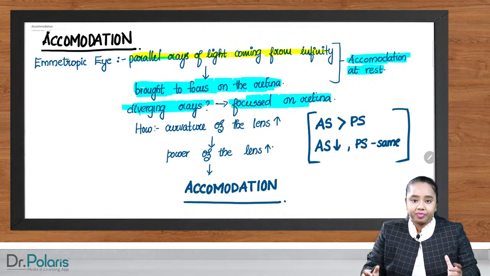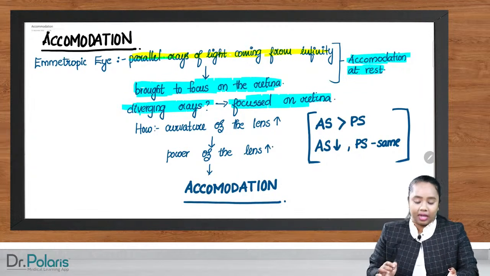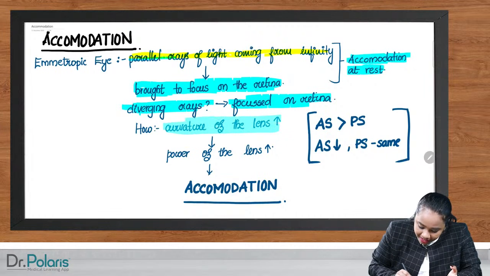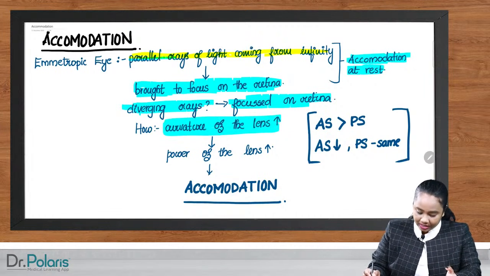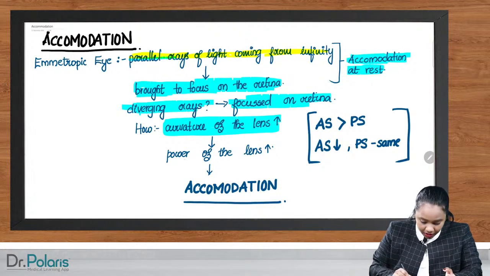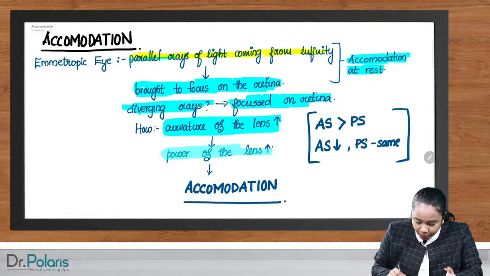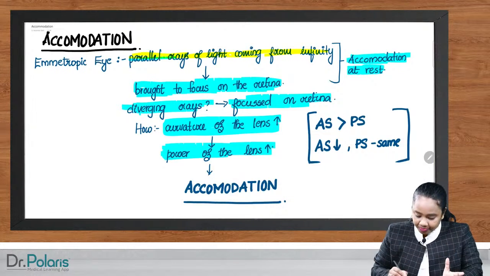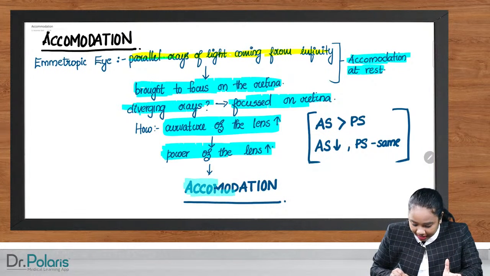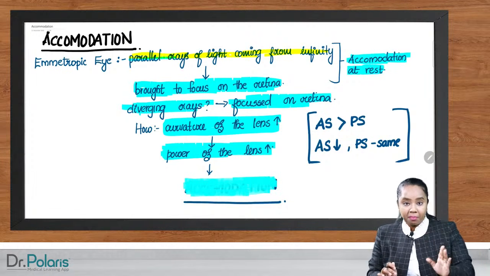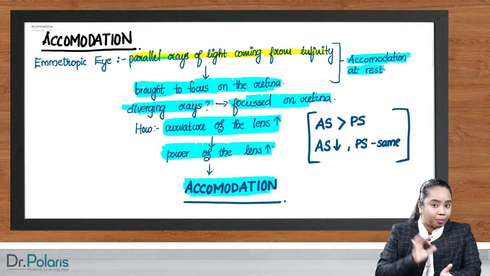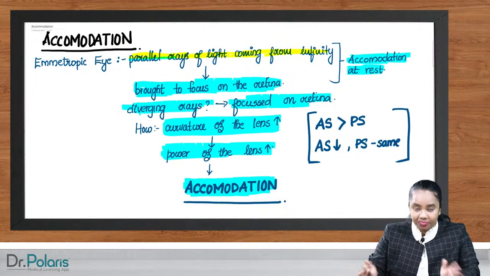Now how is this done? This is done mainly by increasing the curvature of the lens. When the curvature of the lens is increased, obviously the power of the lens is also increased. The more the power, the more the rays are converged at a point on the retina. That is how accommodation is done. So remember, parallel rays of light coming from infinity will be focused at a point on the retina when accommodation is at rest. That is normal.